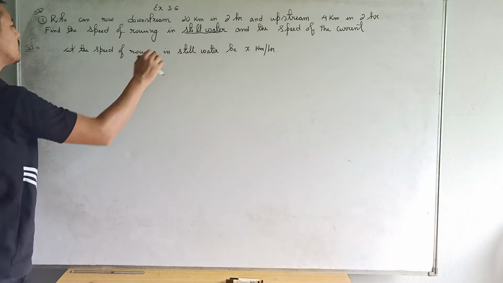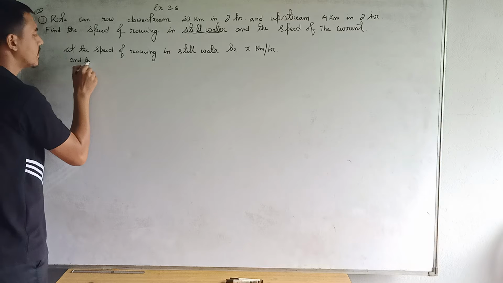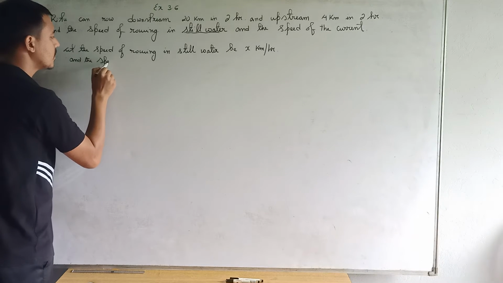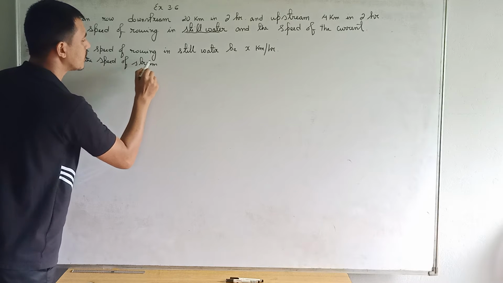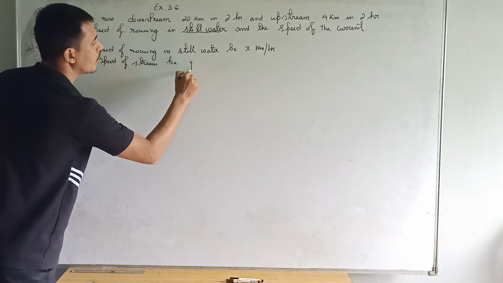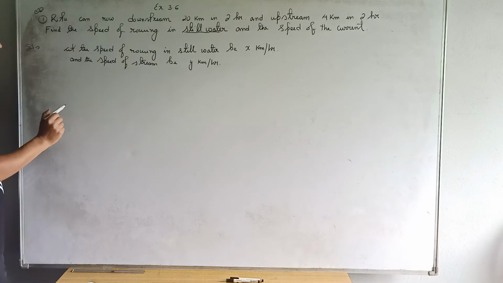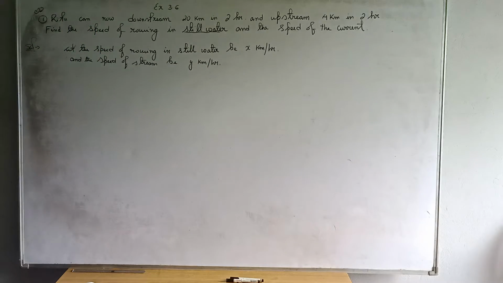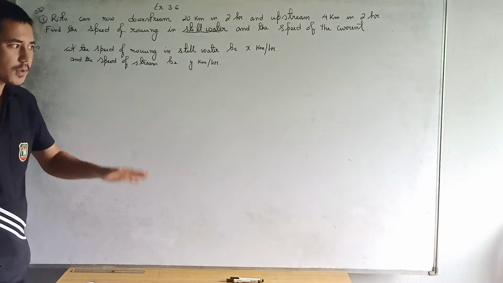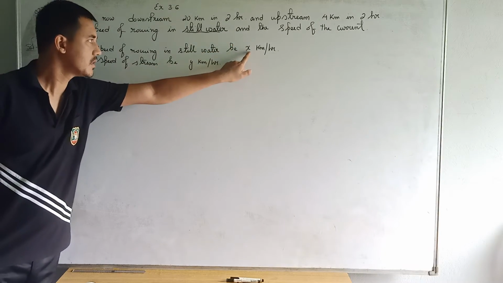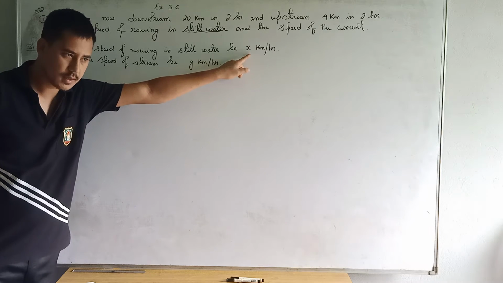You are also asked to find the speed of the stream. So let the speed of the stream be y kilometer per hour. Now you see, when Ritu rows her boat in still water on a pond, she can go at the speed of x kilometer per hour.